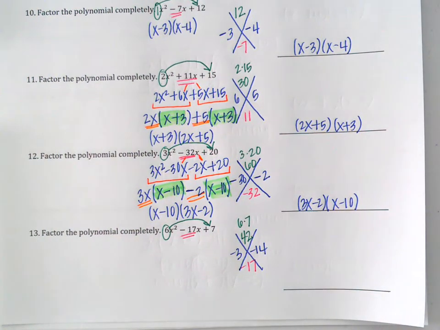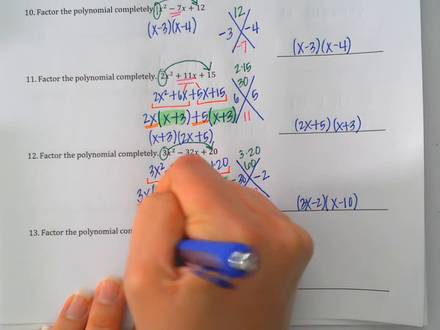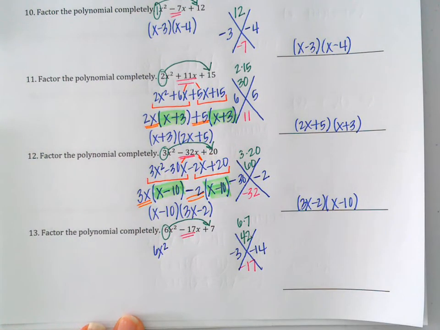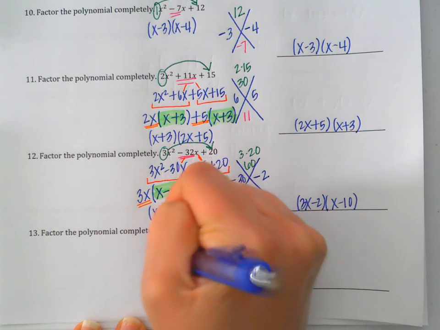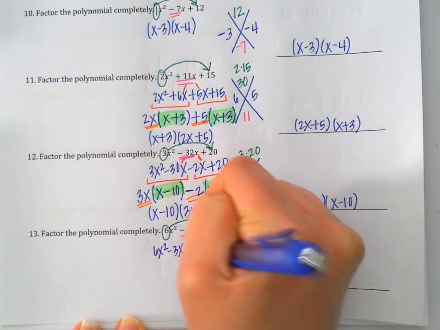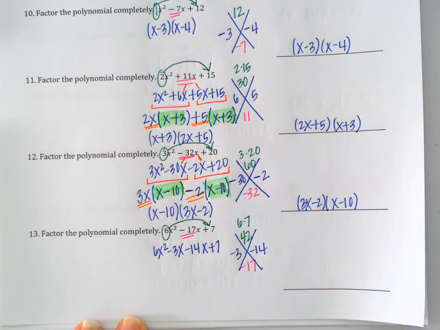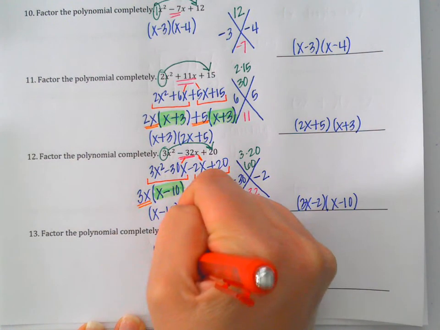And so from there, I can split my middle term. So 6x squared stays the same. And then I think, what goes better with 6x squared, 3 or 14? I think 3 does. And then I'm going to put 14 with 7. So now I have my 4 terms. I can factor by grouping.